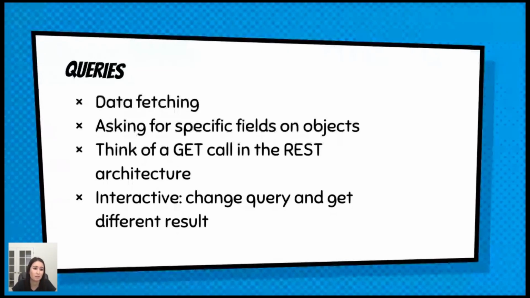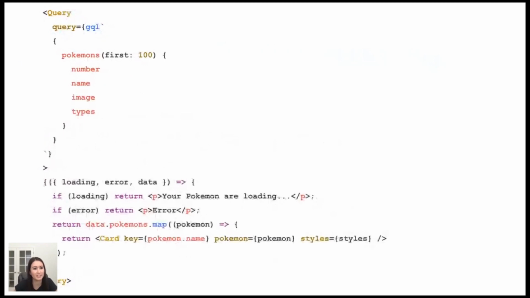So this is an example of a query for the Pokemon again. We import query from Apollo Client and make this query. Here, I'm passing in that I only want to get the first 100 Pokemon, and give me the number, the name, the image, and the types. And then you're going to have loading, error, or data.